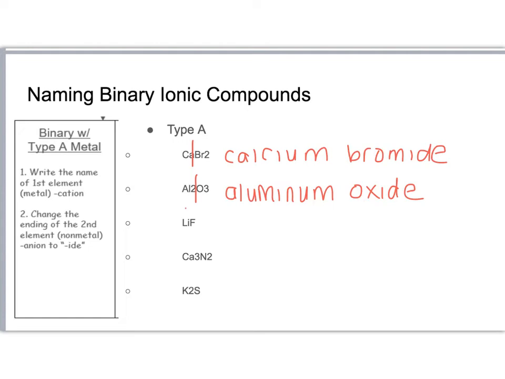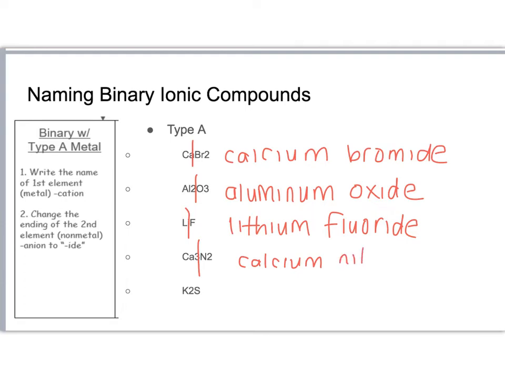In our third example, I will cut it between the Li and the F. Li is lithium. It is a type A metal, so I don't need to do anything else. And then, of course, fluorine is going to change to fluoride. In our fourth example, I will cut it between the Ca and the N. Ca is calcium. It is a type A metal, so there's nothing I need to do extra. And then N is nitrogen. I'm going to drop the ending and add "ide."